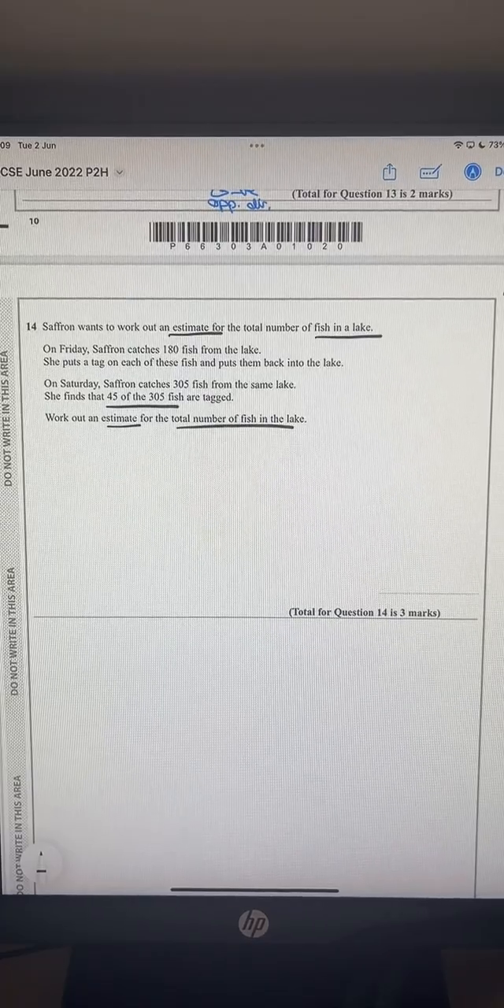Can I repeat the enlargement, I'm assuming. I will repeat the enlargement after I do question 14.